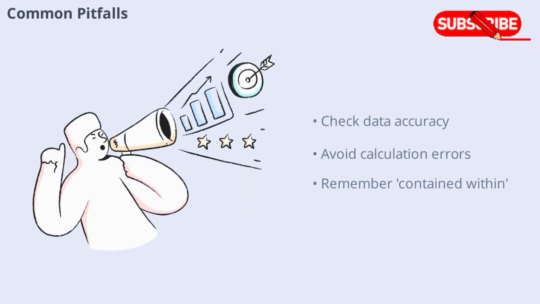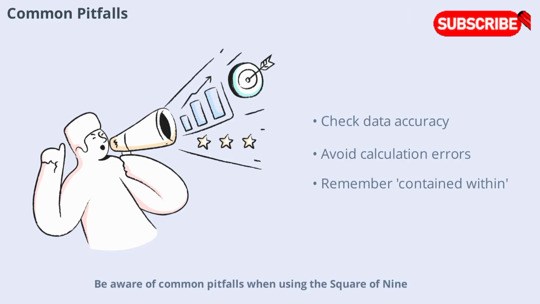Be aware of common pitfalls when using the square of 9. Relying on inaccurate data, miscalculating degrees, or overlooking the contained within concept can lead to missed opportunities or false signals. Always double-check your work and remain flexible in your analysis. Learning from mistakes is part of the journey toward mastery.